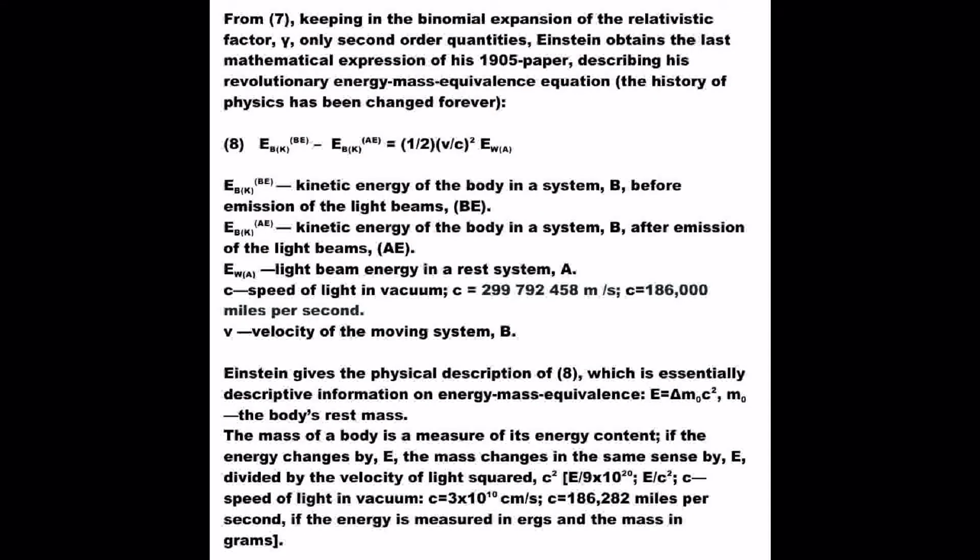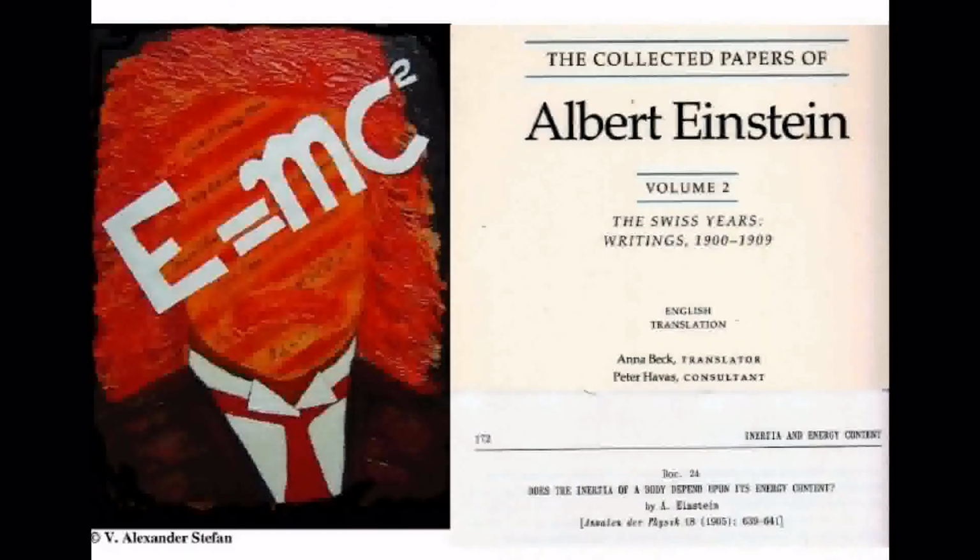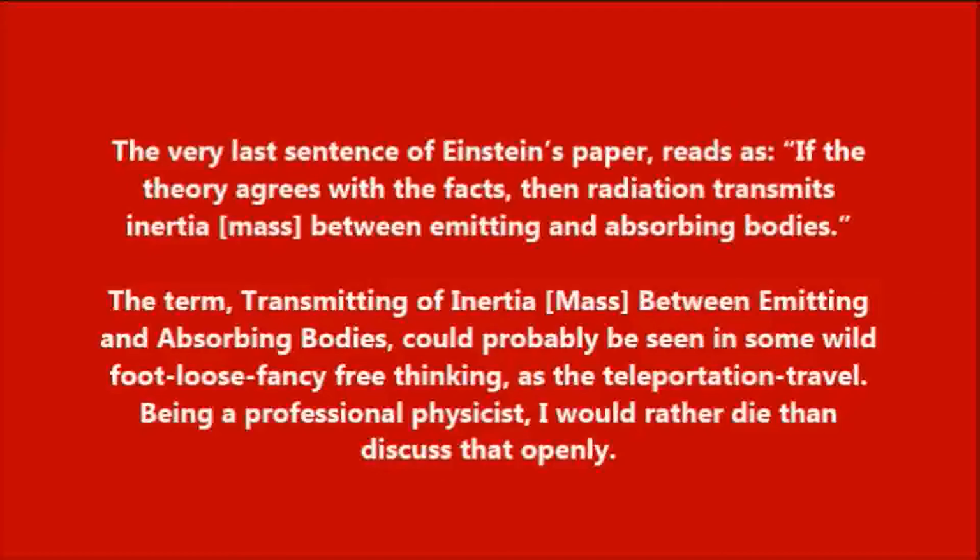Einstein gives the physical description of 8, which is essentially descriptive information on energy-mass equivalence. The mass of a body is a measure of its energy content. If the energy changes by E, the mass changes, in the same sense, by E divided by the velocity of light squared. The very last sentence of Einstein's paper reads as follows: if the theory agrees with the facts, then radiation transmits inertia, mass, between emitting and absorbing bodies.